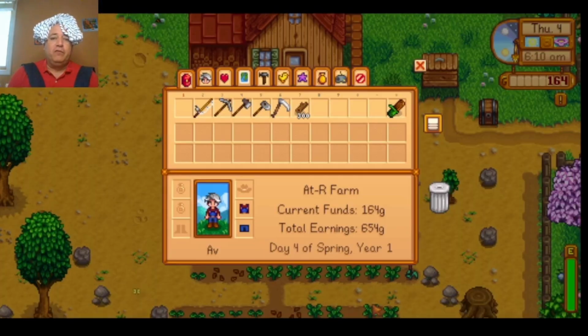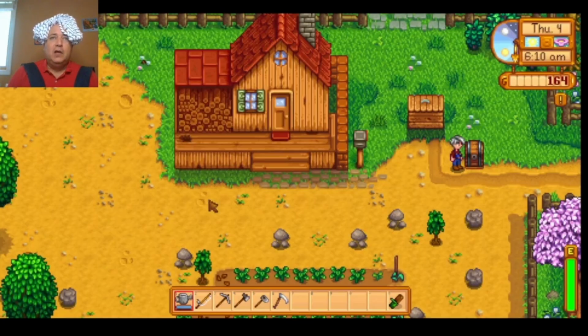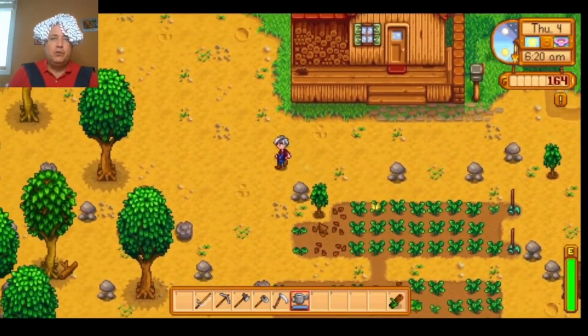But yeah, we got to be careful with our watering. We have to try and find spring onions and forage items, so we'll get to that. Let's get the watering can in the right spot. We want to be efficient with the watering here.